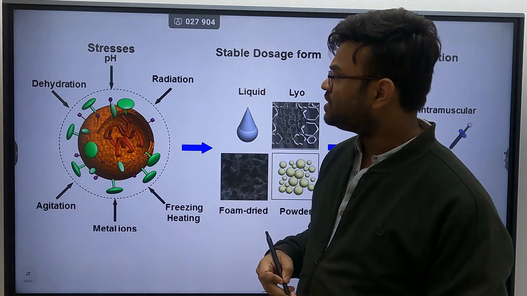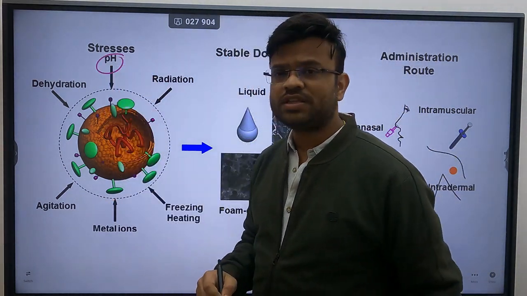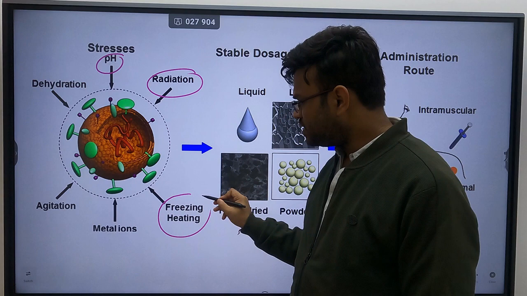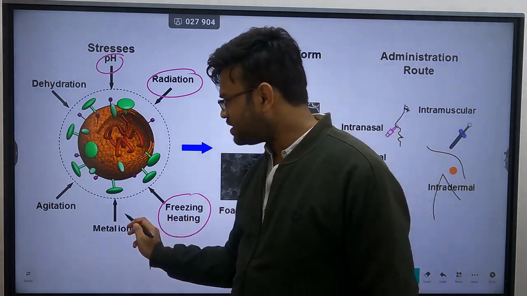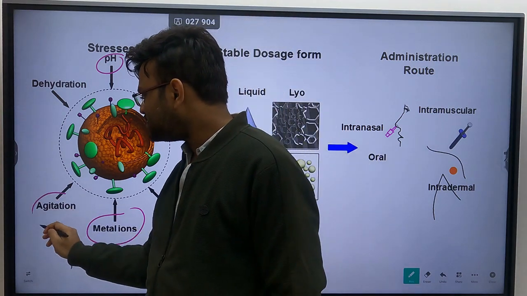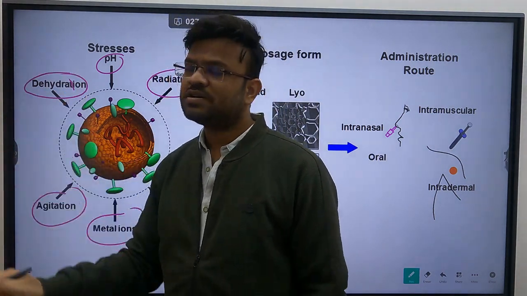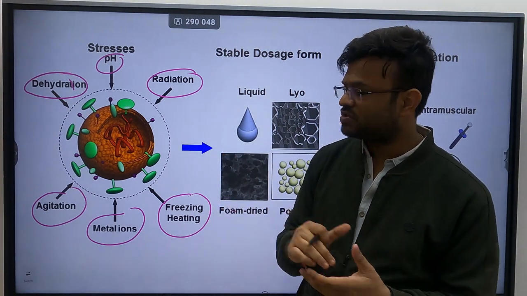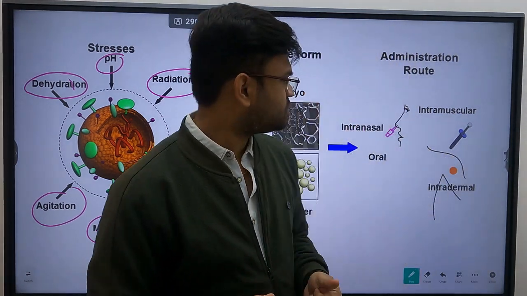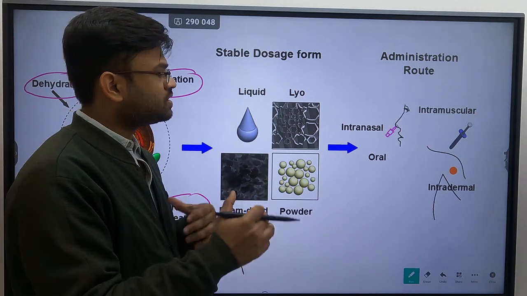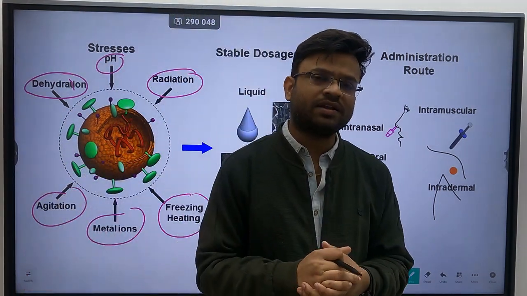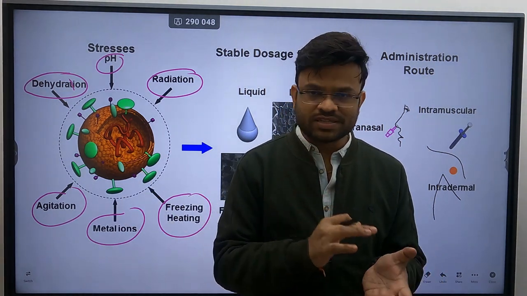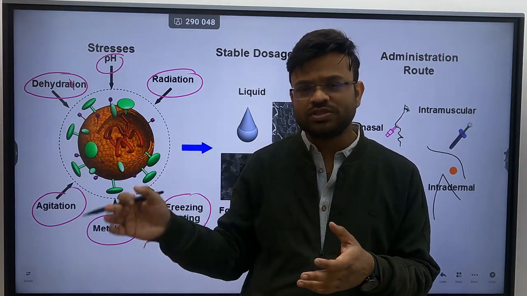The abnormal conditions can be that you are growing the microbe in a changed pH, you are exposing the microbe to radiations, you are heating or freezing, changing the temperature basically, you are using metal ions, or you are agitating it, or causing dehydration. These are the different ways in which you can create abnormal conditions for the virus or the pathogen. Because of this, the pathogen or the bacteria will have to change its growth pattern, or it might not cause disease, it will lose its pathogenicity.